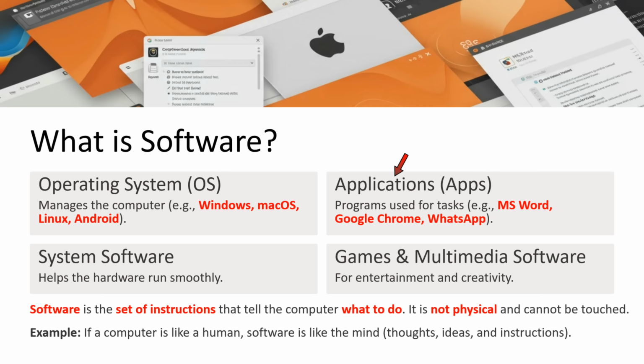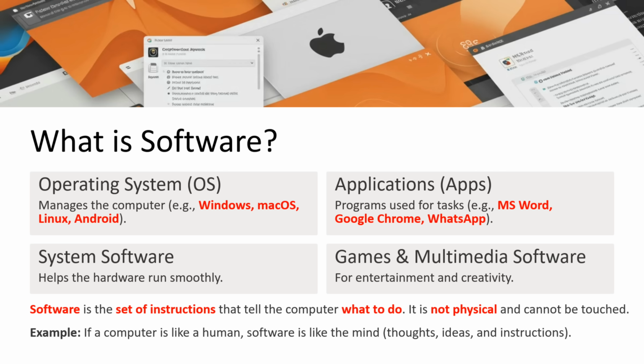Applications are programs used for a task. For example, MS Word, Google Chrome, WhatsApp. System software helps the hardware to run smoothly. Games and multimedia software are used for entertainment and creativity.